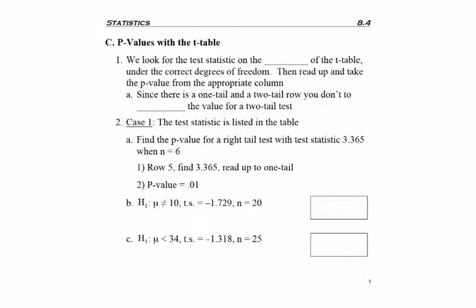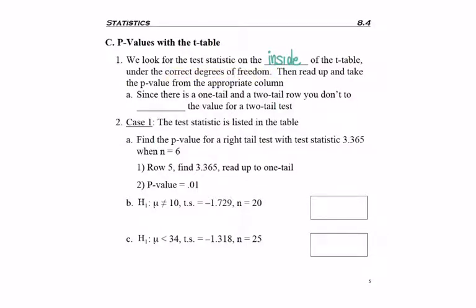So now let's go ahead and look at finding p-values for the t-table, since it's a little bit more complex. We've already learned how to do it for the z-table, but this is a different process. What will happen is we're going to be looking for the test statistic, which is what we did on the z-table, but now we're going to be looking for it on the inside of the table versus the edges like we did on the z. And don't forget, we'll have to be under the correct degrees of freedom row in the middle.